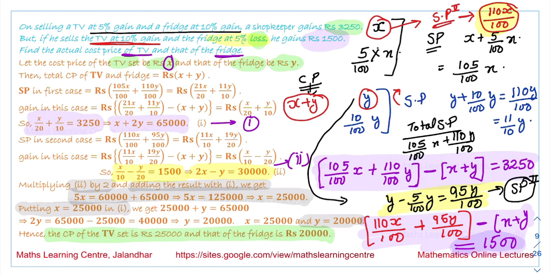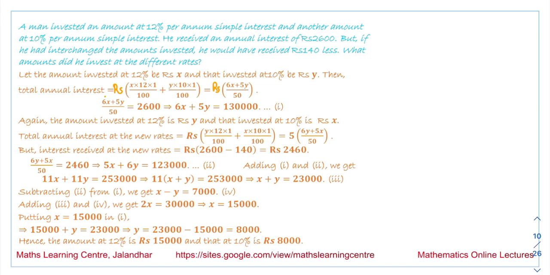Next is, a man invested an amount of some rupees at 12% per annum simple interest and another amount at 10% per annum simple interest. Suppose the amount he has invested is rupees x, and the other amount is rupees y, and he receives an annual interest of 2600.